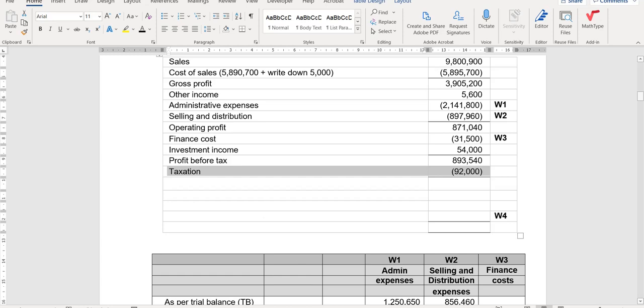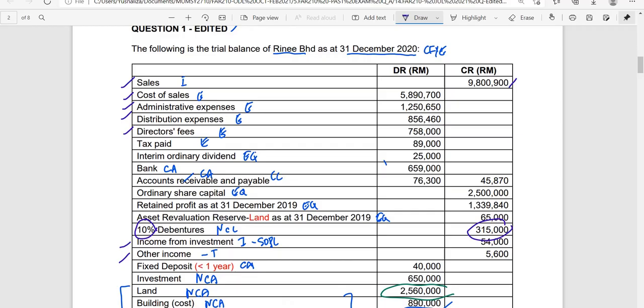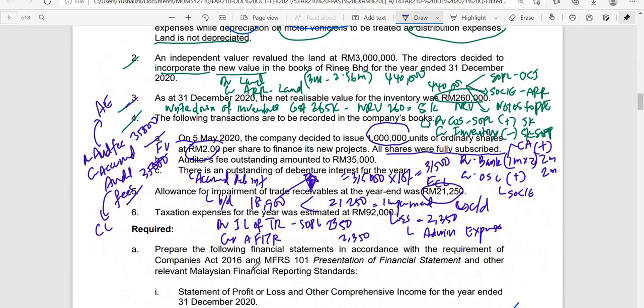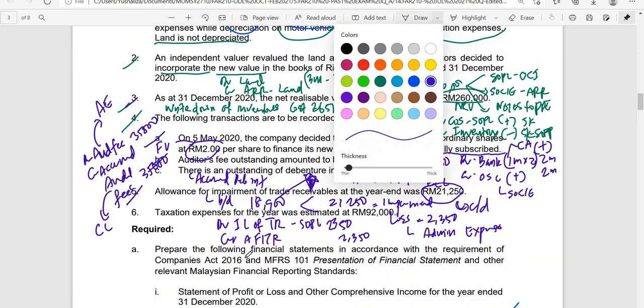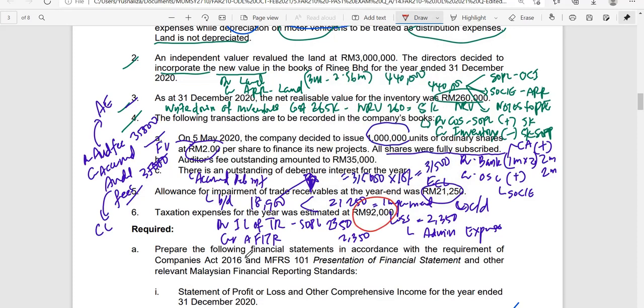So the taxation is given in the information, last part of the information, taxation expense. So for taxation expense, you are informed that there is an estimate tax of 92,000. So this 92 will be the one that you will show in the statement of profit or loss. However, what you would have to check is what is the tax paid during the year, and will you have a tax recoverable, or will you have a tax payable, right?